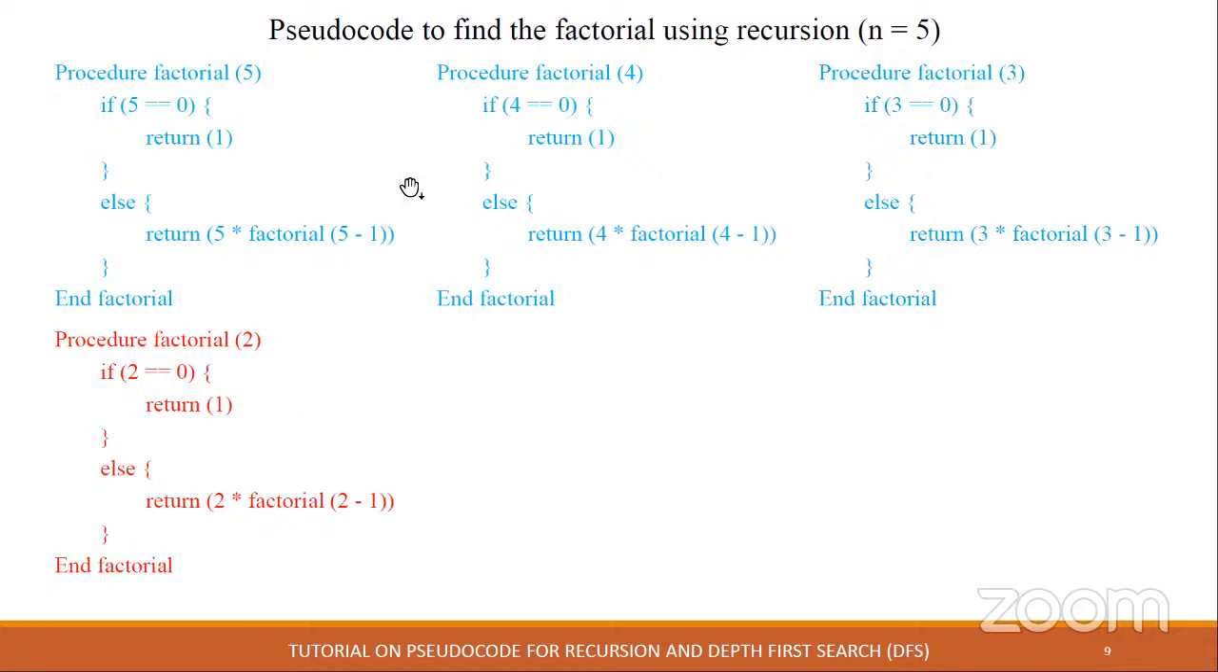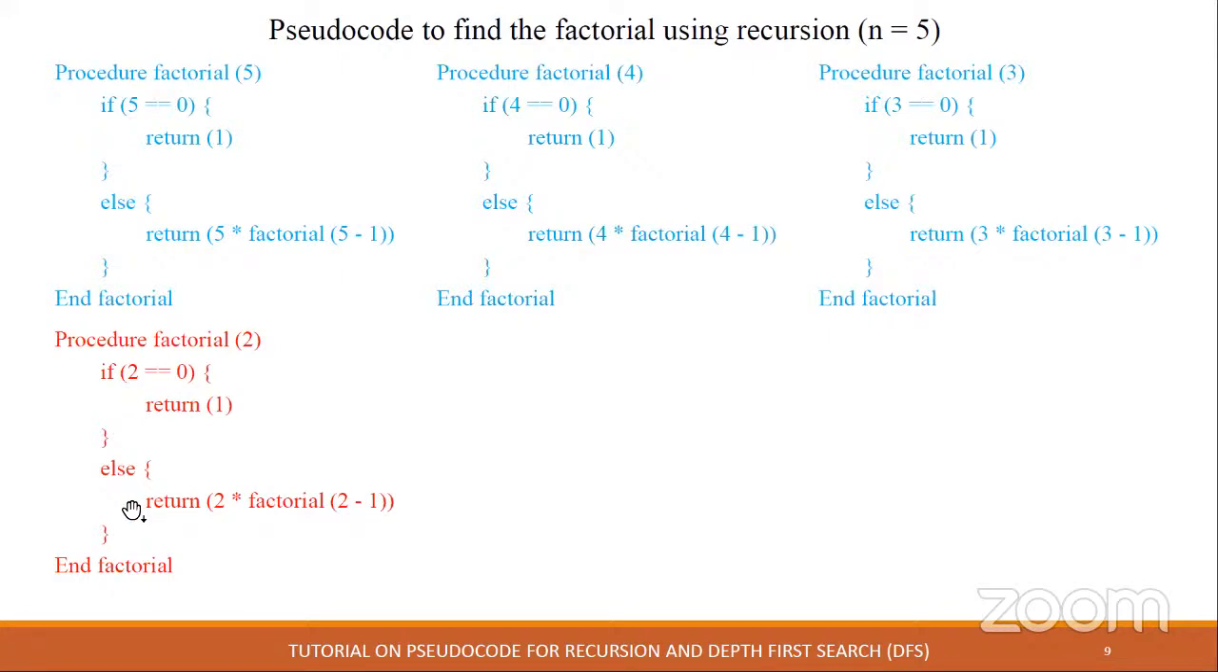These 3 at the top, right? These blue color 3 procedure calls, they are not yet complete. They are waiting for something to come back to them. Okay, they are waiting. They are waiting for some result. So this one started. Once again, 2 is not equal to 0.